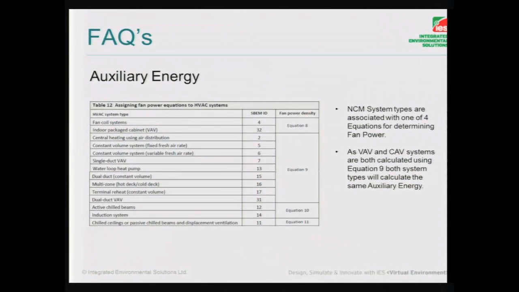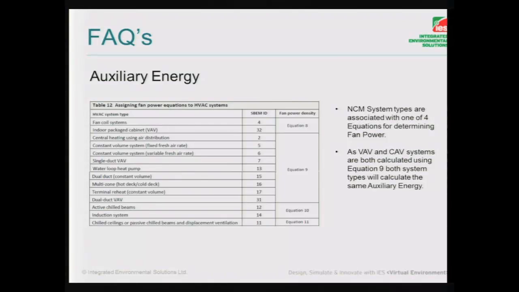So on the left-hand side, we've got all the different NCM system types that incorporate fans, and the equation that they relate to. Now, I think generally on the whole, the methodology that they've implemented has improved consistency, so we're getting more realistic figures out, and at least there's a methodology there for people to follow. But I think it does have a couple of inherent flaws within it.